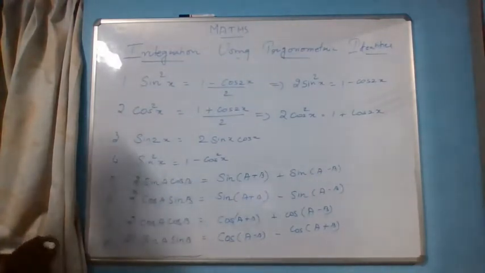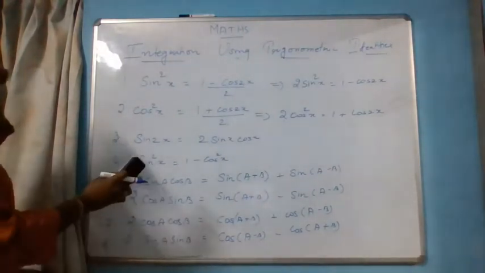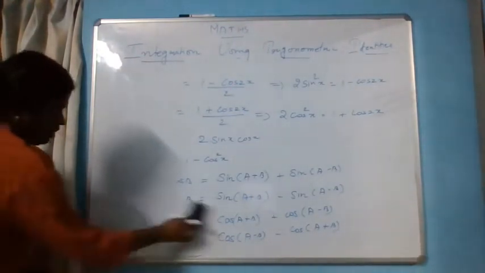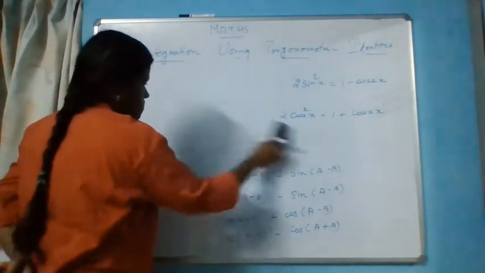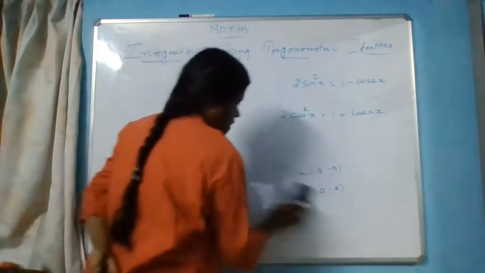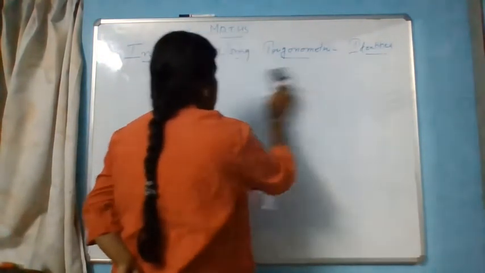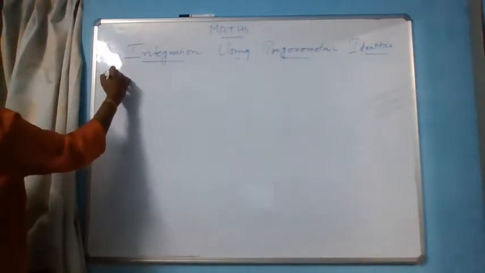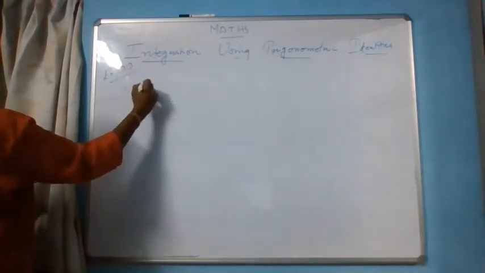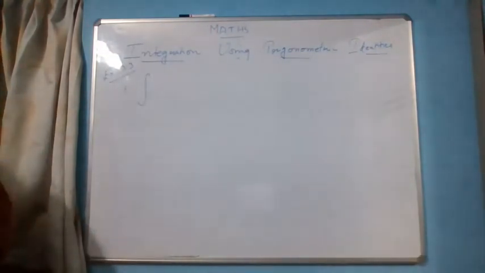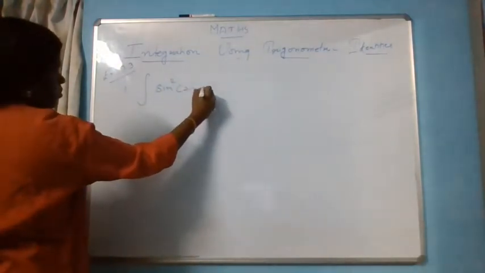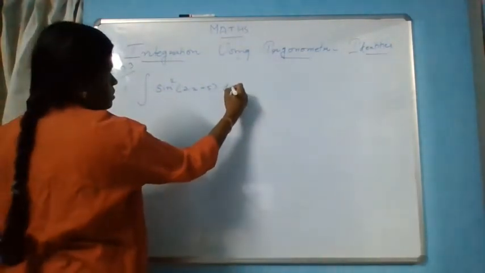So let us solve the problems of this exercise. The first problem given is, actually it's from the textbook only, I'm going to solve. Integrate sin squared (2x plus 5) dx.